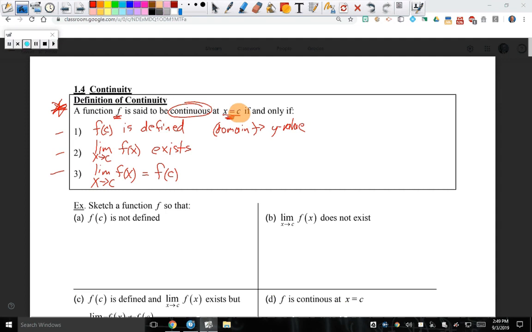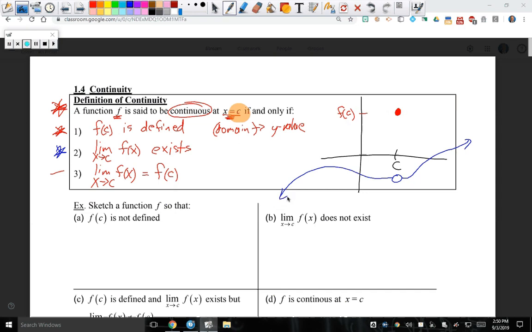So first of all, let me show an example of where f of c is defined. Let's say that this is c. And if f of c is defined, that means at c there is a point, and it is closed. And we call it f of c. That's this part right here. Let's show now that the limit exists. So this limit could be way down here, and whatever that y value is would be the limit. So it shows that it exists.